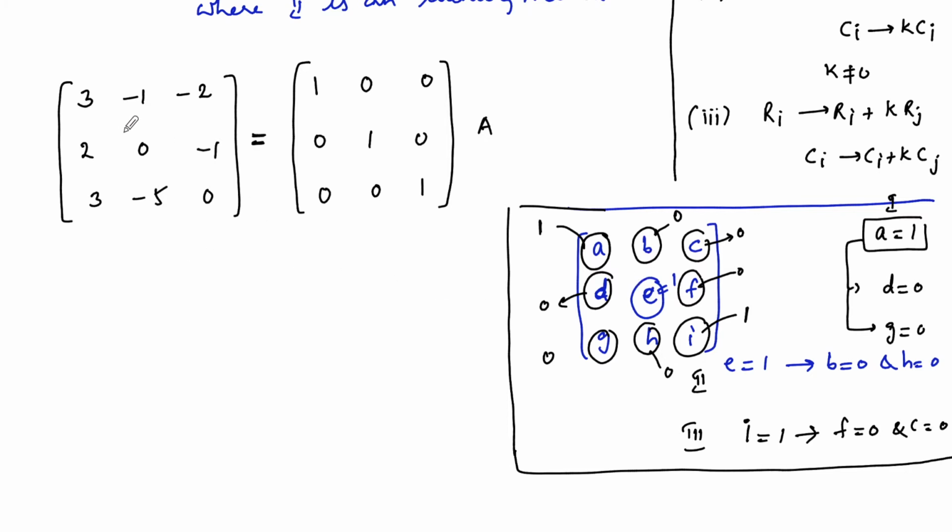Okay, let's start solving. In our first step, we have to make this 3 element, first row first column element, a 1. For that, let me apply the operation R1 minus R2. If I subtract 3 minus 2, I will get 1. When you are applying the row transformation on the left side, the same operation is to be applied on the right side also for the identity matrix. So here first 3 minus 2, it's a 1. Let me write directly: 3 minus 2, 1.